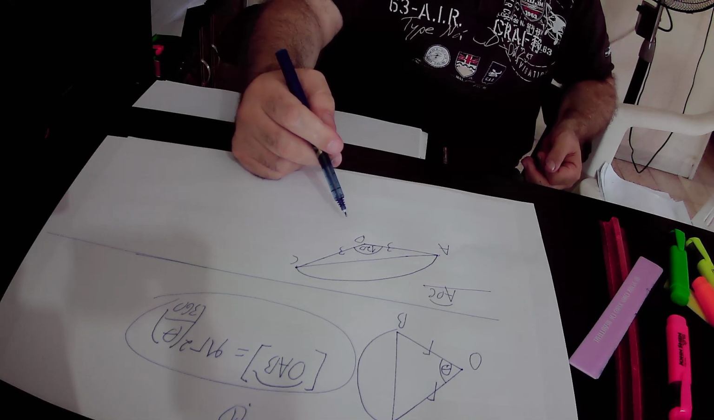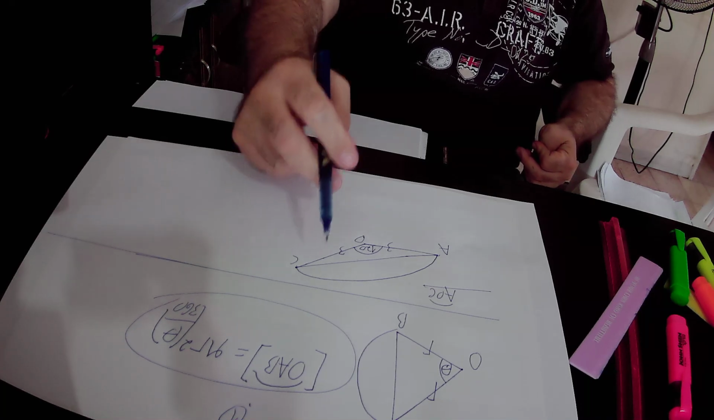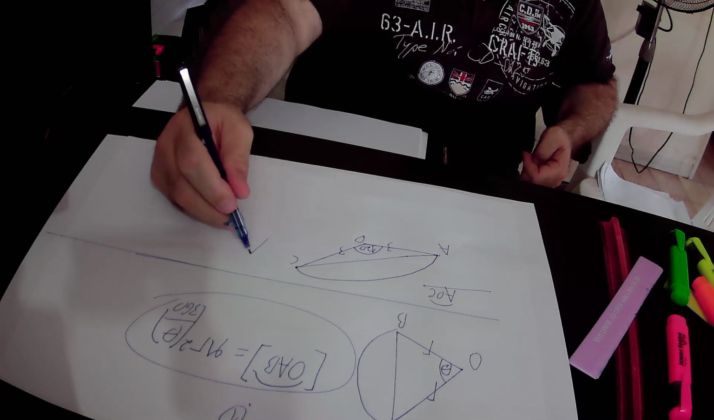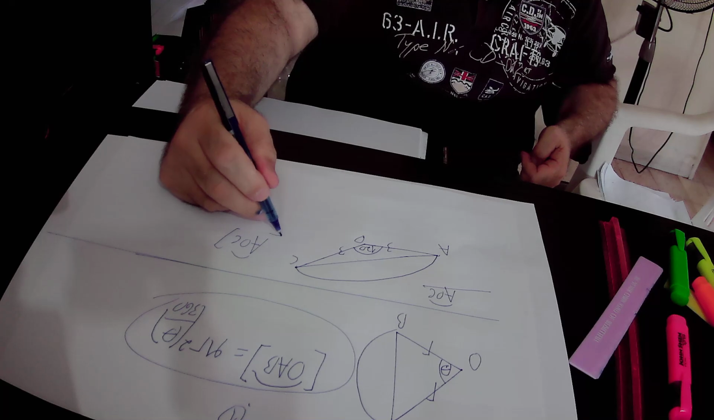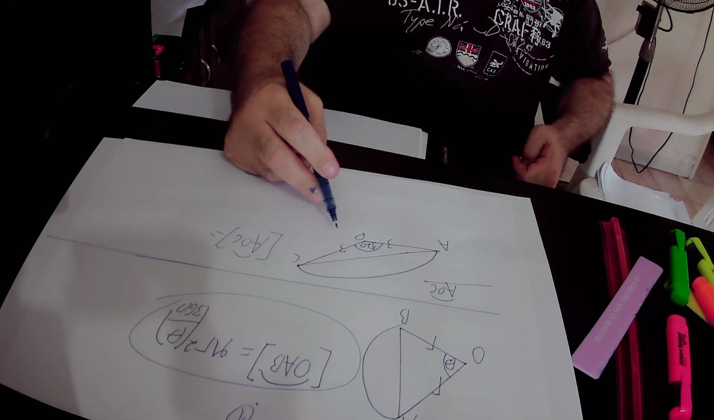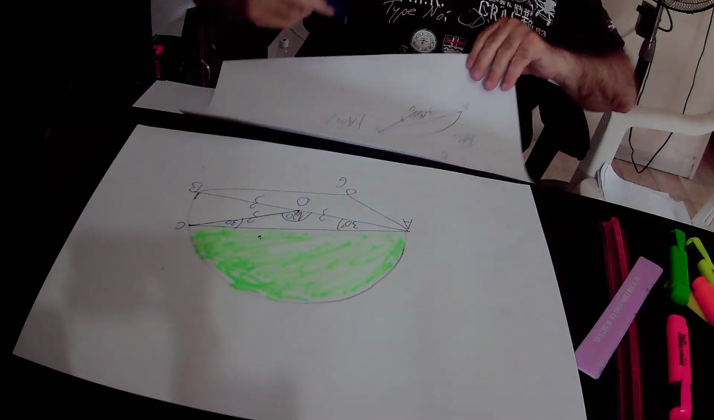Now you can easily find the area of this sector AOC. According to the formula here, the area of this sector AOC will be equal to pi r squared, but r equals 3 units. R is the radius of this semicircle, which is equal to 3 units.